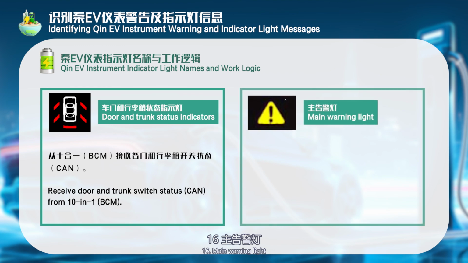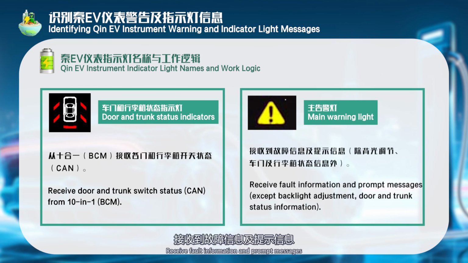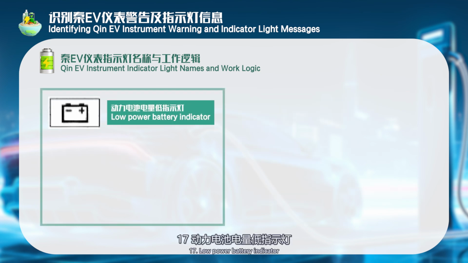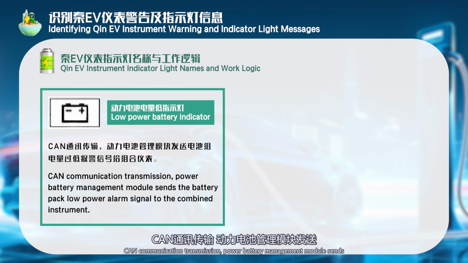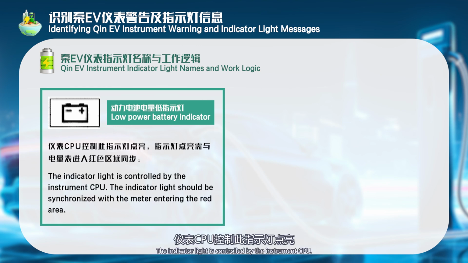16. Main warning light. Receive fault information and prompt messages except backlight adjustment, door and trunk status information. 17. Low power battery indicator. CAN communication transmission. The power battery management module sends the battery pack low power alarm signal to the combined instrument. The indicator light is controlled by the instrument CPU. The indicator light should be synchronized with the meter entering the red area.